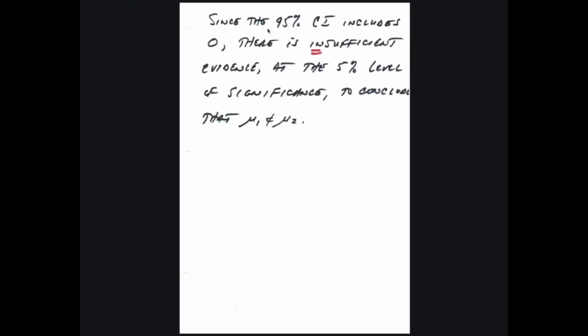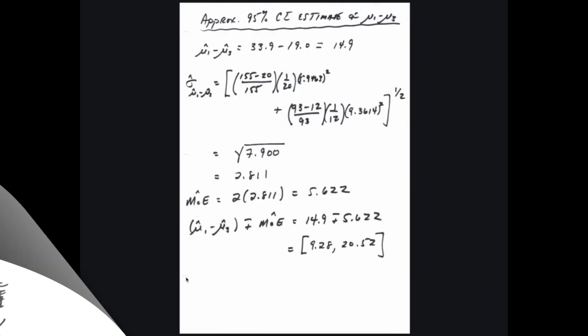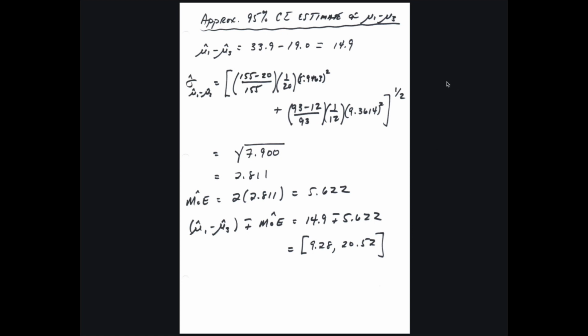Notice that that interval contains 0. Since that 95% confidence interval includes 0, we can conclude that there is insufficient evidence at the 0.05 level of significance, equivalent to the 5% level of significance, to conclude that mu 1 is not equal to mu 2. All right, next let's compare the means of strata 1 and 3.